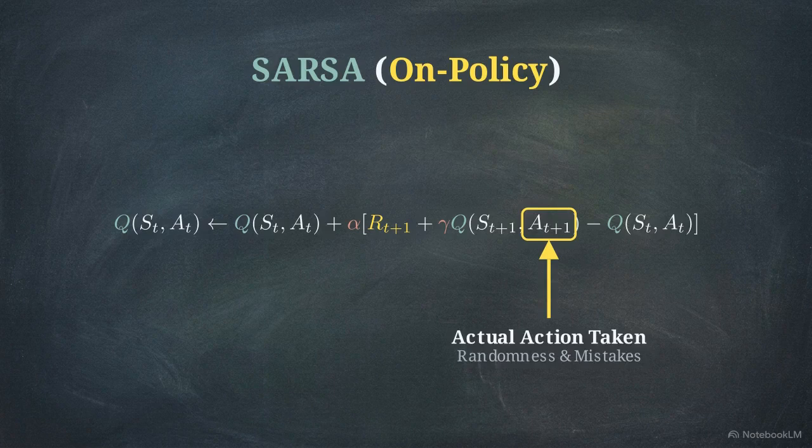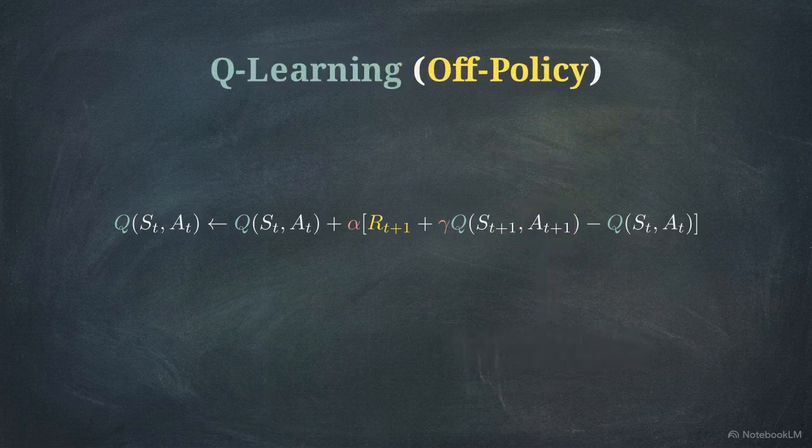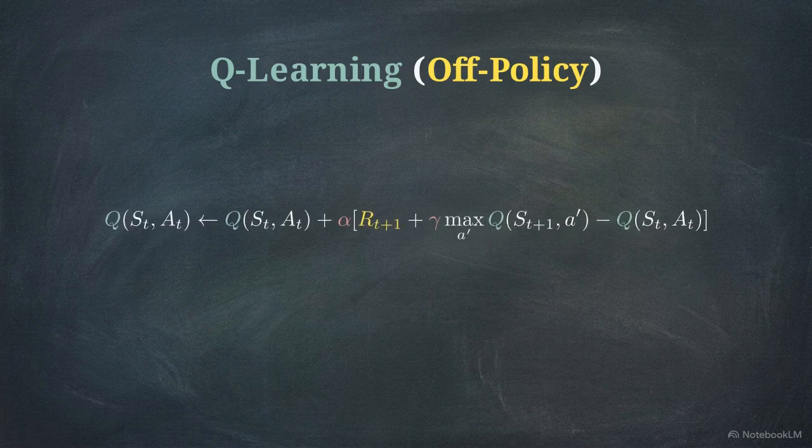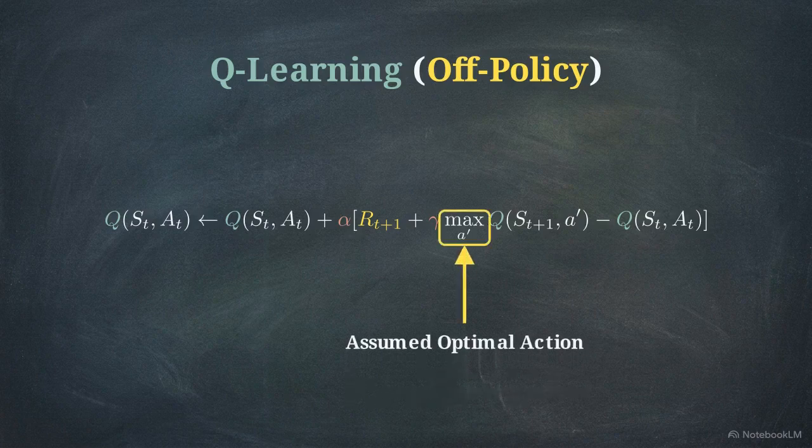Q-Learning alters this logic. It is an off-policy method, meaning it decouples the policy it evaluates from the behavior the agent is actually exhibiting. Instead of using the action actually taken, Q-Learning calculates its target by assuming the agent will execute the absolute optimal, greedy action in the next state, ignoring ongoing exploratory behavior.